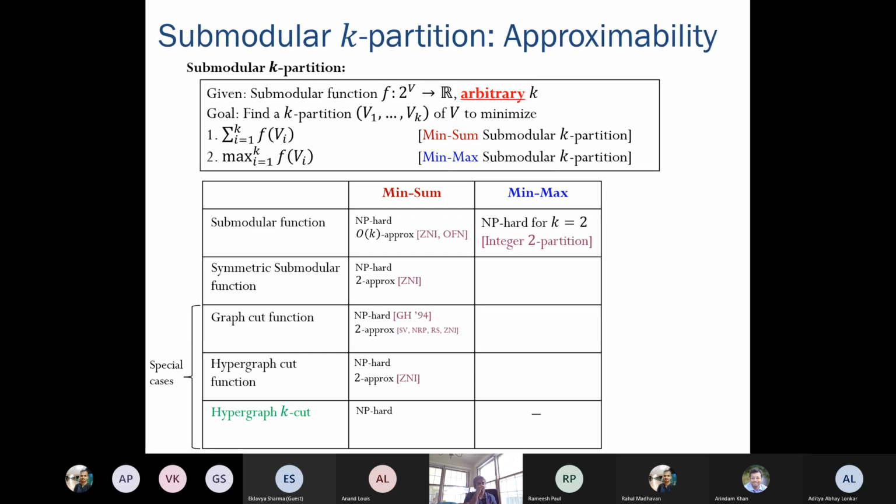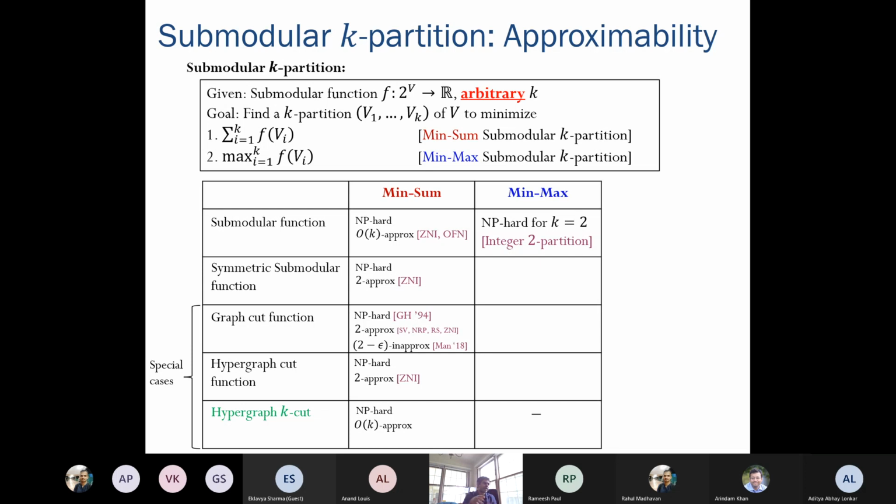And then for general submodular functions, you can get an order k approximation. This is Zhao, Nagamochi, and Ibaraki, which was also improved by Okumoto, Fukunaga, and Nagamochi. Both improve on the constant, but both are order k, which also implies order k for hypergraph k-cut.